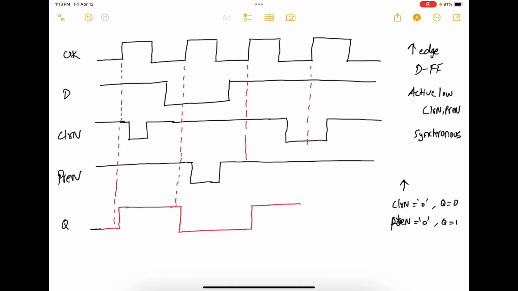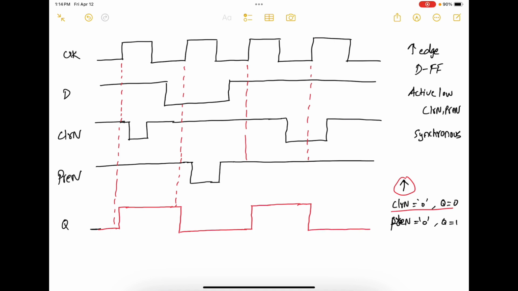Then we have the final rising edge of the clock. At the final rising edge of the clock, D is 1. However, ClrN is 0. If you notice here, at the rising edge of the clock, if ClrN is 0, then Q is 0. So after a slight delay, your output is going to go to 0. And it remains at 0.